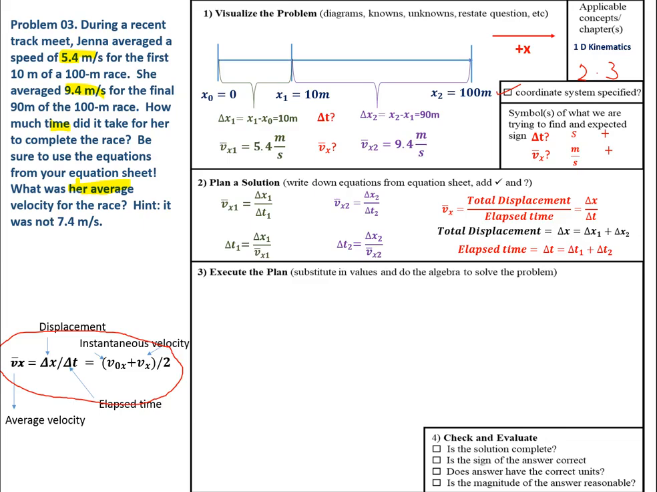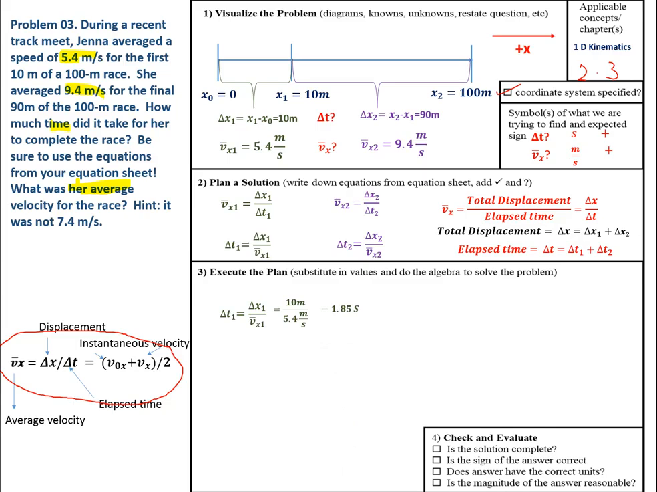Once you have the plan, it is really easy to execute it. So let's substitute knowns and solve for the unknowns, okay? So the time interval 1 is displacement for the first segment divided by the average velocity for the first segment, 10 meters divided by 5.4 meters per second, you get 1.85 seconds.